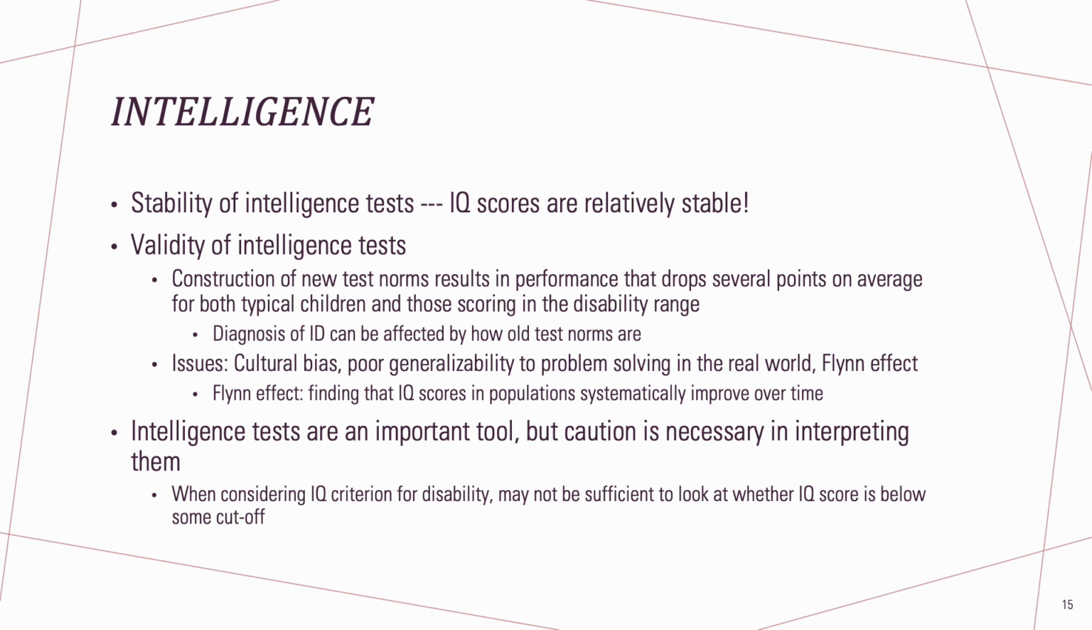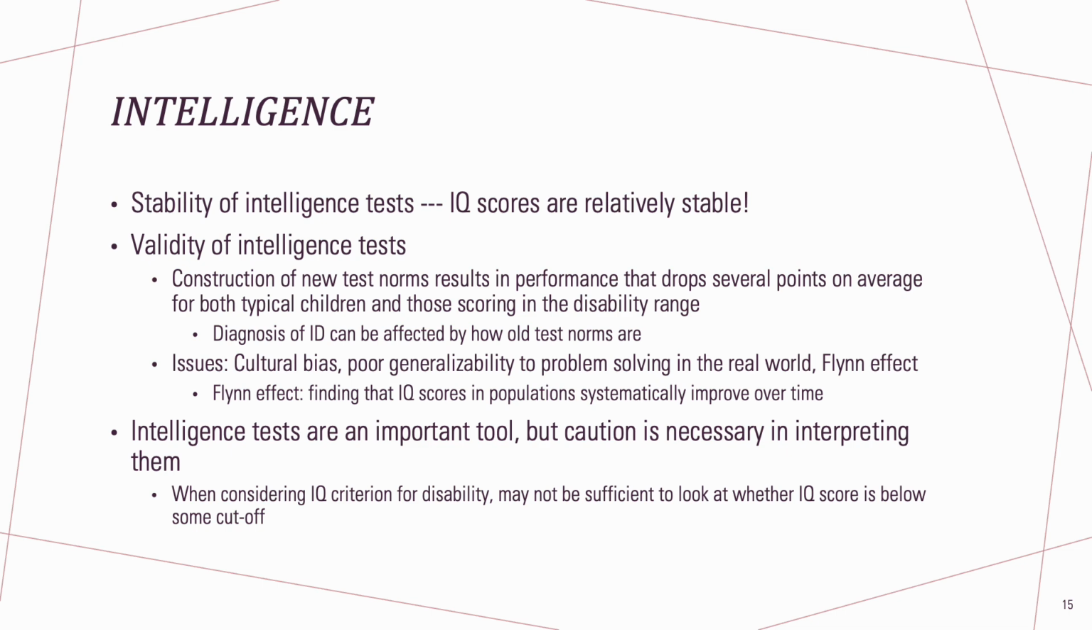And so the Flynn effect is just a finding that IQ scores in populations seem to systematically improve over time. And that's interesting because it's not necessarily reflecting the fact that people over time are getting smarter or having higher intelligence, but it speaks more to some of the test material or the validity of the actual test. So those are some of the issues to think about when we talk about the validity of intelligence tests.